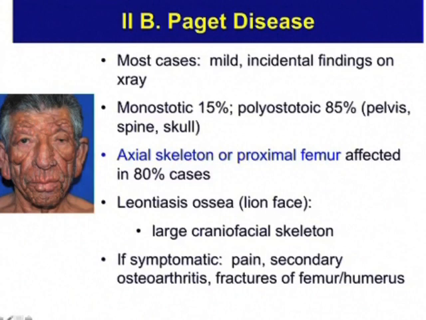But anyway, here's a patient with Paget's disease. He has this really classic kind of facial appearance. They call it the lion face or leontiasis ossea. Again, I have never seen a patient with this clinical appearance, but it's very classic looking. And this happens because with all this matrix remodeling, you get enlargement of the craniofacial skeleton.